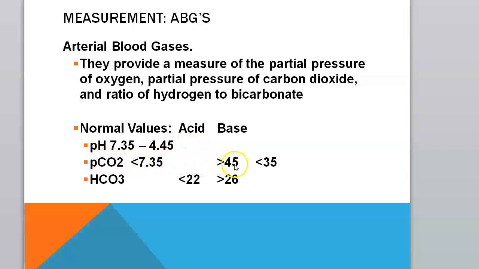The normal range for your CO2 is 35 to 45 millimeters of mercury, and then your bicarb is 22 to 26. Also, millimeters of mercury, no, that's milliequivalents. I apologize for that. Milliequivalents per liter. That's how we label our bicarbonate levels.